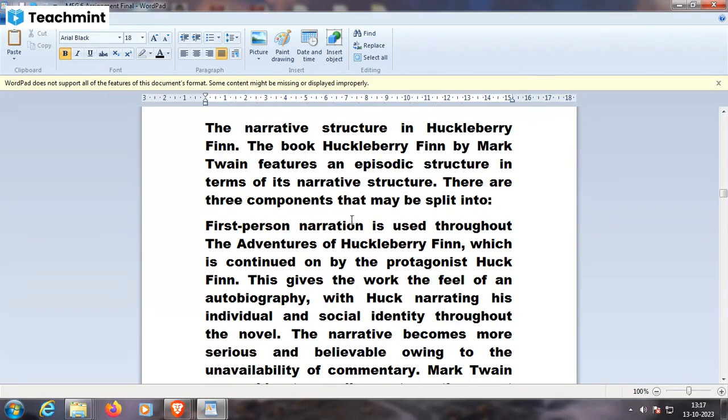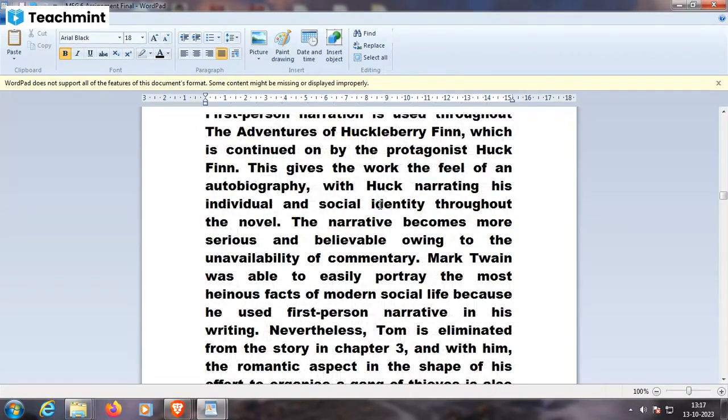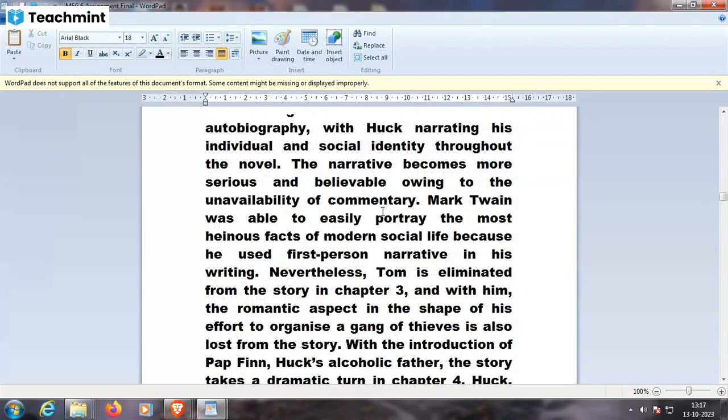The narrative becomes more serious and believable, and owing to the unavailability of commentary, Mark Twain was able to easily portray the most heinous facts of modern social life because he used first person narrative in his writing. Nevertheless, Tom is eliminated from the story in chapter 3, and with him, the romantic aspect in the shape of his effort to organize a gang of thieves is also lost from the story.